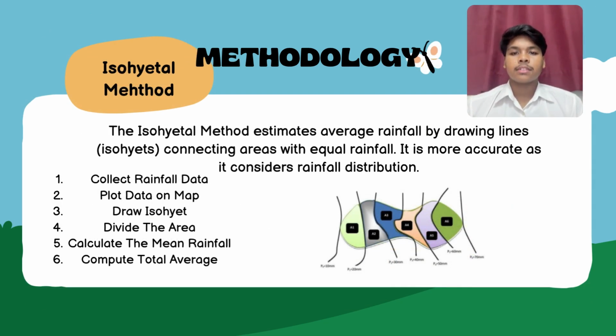The last method is the isohyetal method. This method estimates average rainfall by drawing lines connecting areas with equal rainfall. The steps in this method are: first, collect rainfall data. Next, plot the data on a map, draw the isohyets, divide the areas, calculate the mean rainfall, and the last one is to compute the total average.